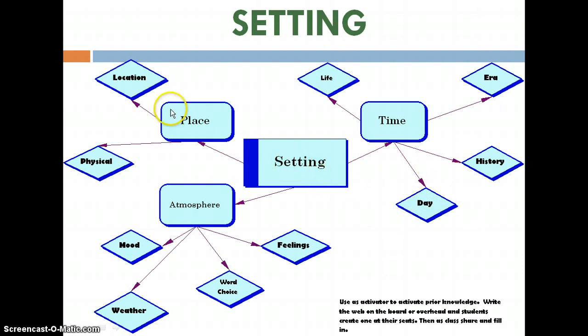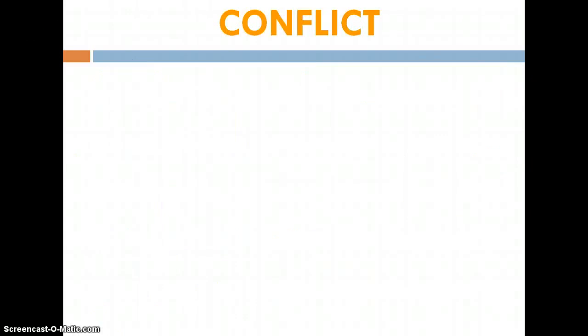Also related to the setting is the place, the physical place or the location. And again, the setting sets the atmosphere, the mood. The author sets it up with word choice, which affects their tone, the feelings of the characters. The weather can set up that atmosphere, that feeling. So all of those things are related to setting.